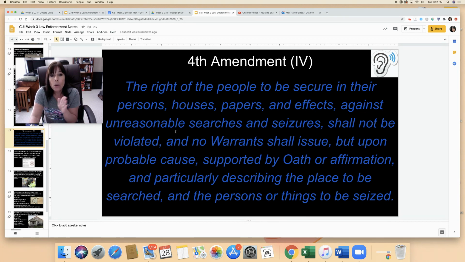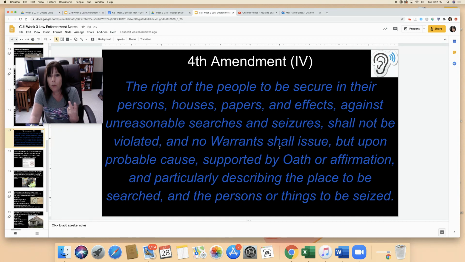unreasonable searches and seizures. So the police cannot search or take, which is a seizure, those things from you if it's unreasonable, and we can't violate that. And warrants, which we'll get into more later. There's two kinds of warrants. There's an arrest warrant and there's a search warrant.